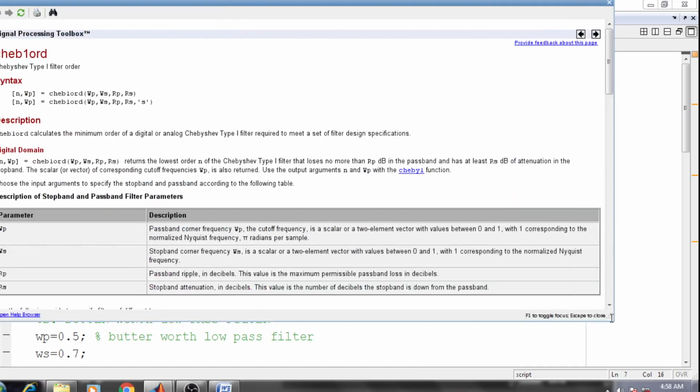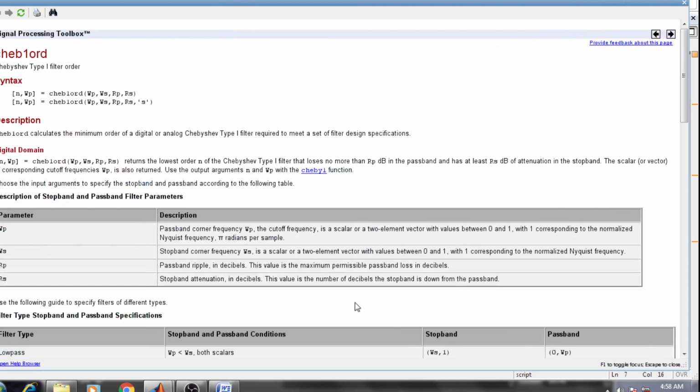I am maximizing the entire screen. The name of the function comes from the signal processing toolbox, as I told you. Then Chebyshev type 1 filter order. This is the complete name of the function. It requires a total of 4 parameters. These 4 parameters are Wp, Ws, Rp and Rs. One by one I am telling you about these parameters.